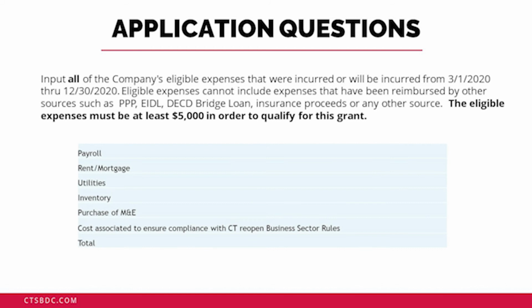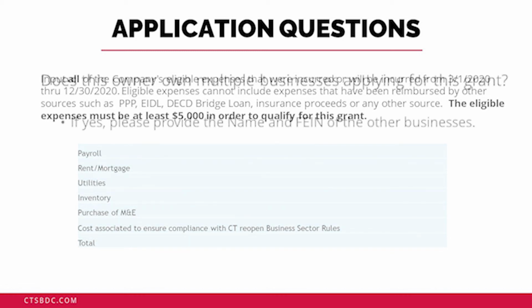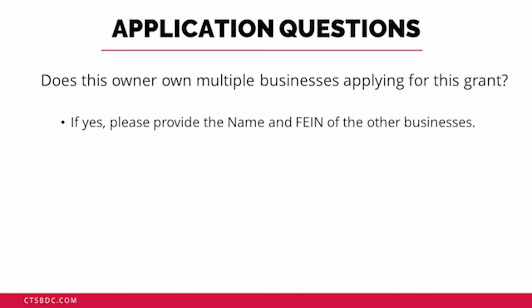Company eligible expenses. This question is information which you should have prepared beforehand. You will need to know payroll, rent or mortgage, utilities, inventory, purchase of machinery and equipment, costs associated to ensure compliance of Connecticut business sector rules for 3/1/20 through 12/30/20. This is an estimate of how you will spend the $5,000 grant. Do you own multiple businesses? Will you be applying for this program for multiple businesses? If so, make sure you have all the information for each one of those businesses.